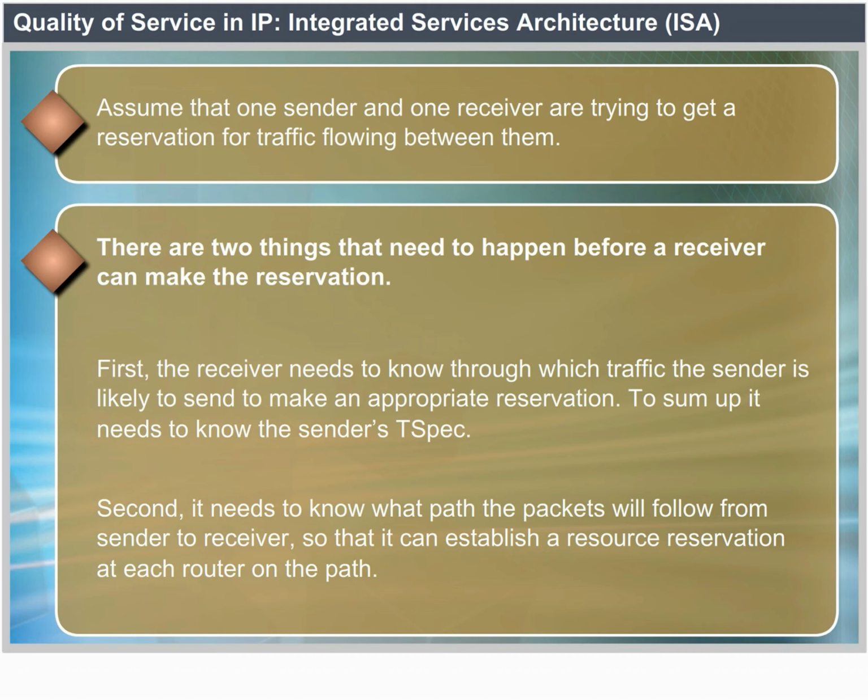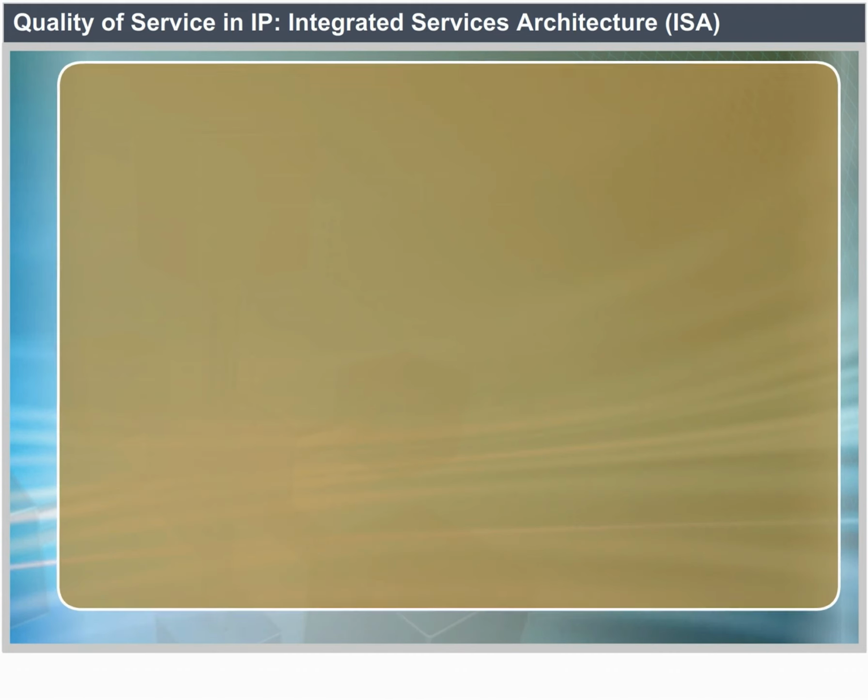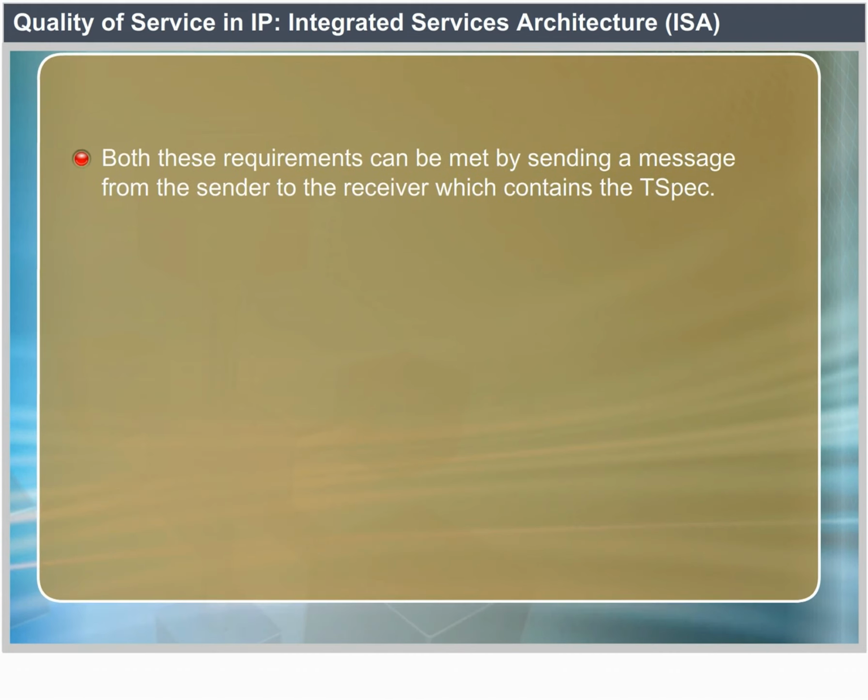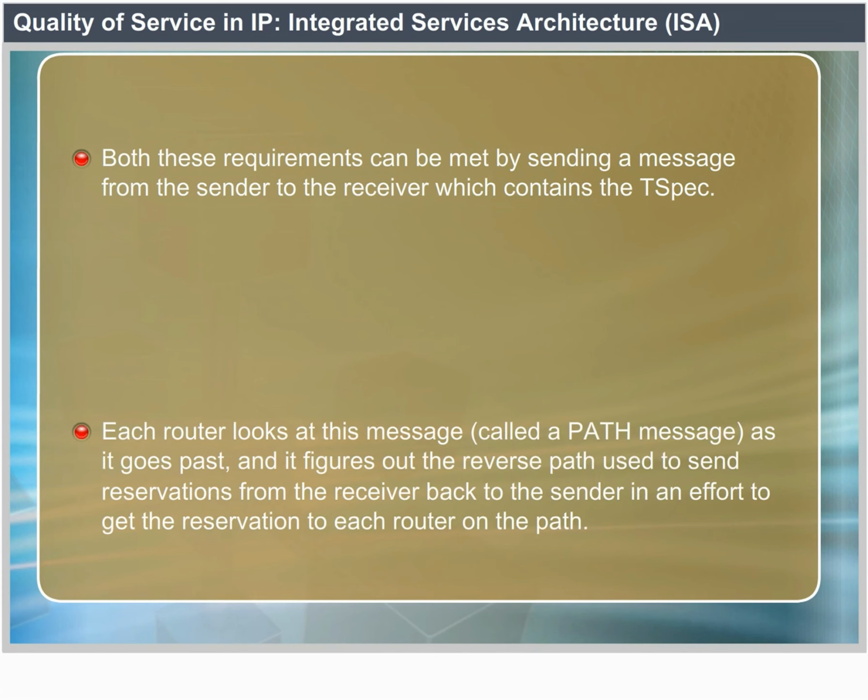Both these requirements can be met by sending a message from sender to the receiver that contains the T-spec. Each router looks at this message, called a PATH message, as it goes past and it figures out the reverse path that will be used to send reservations from receiver back to the sender in an effort to get the reservation to each router on the path.